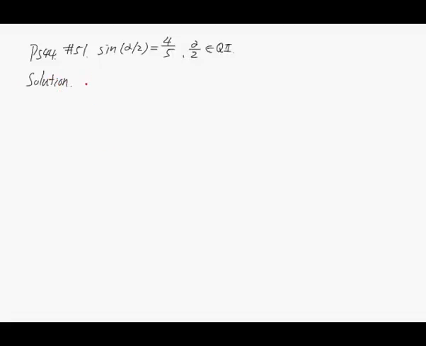We have the double angle identity for cosine. Cosine alpha is equal to 1 minus 2 times sine square of half alpha. So now you plug in this 4/5 for the sine of half alpha. Then you get 1 minus 2 times the square of 4/5, and then you get 1 minus 2 times 16/25.